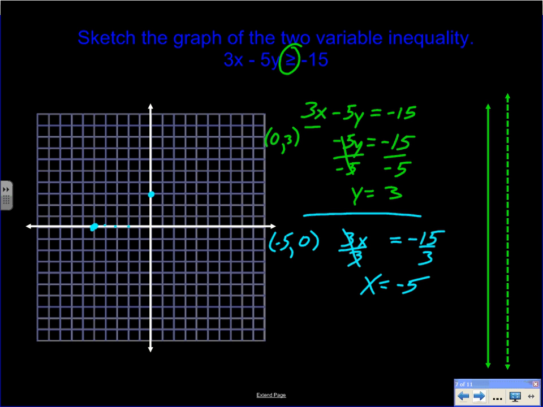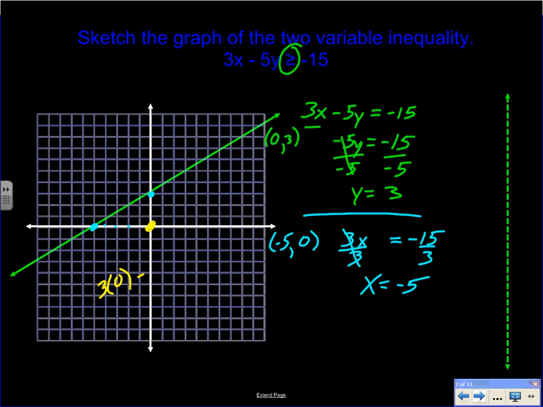Solid or dashed line? What type of line is that? That'll be a solid line. So we have our line graphed. And now let's pick a point. 0, 0 is a good one to pick.